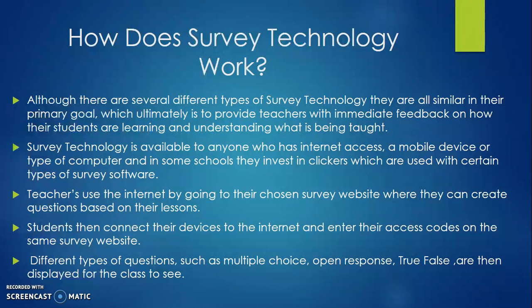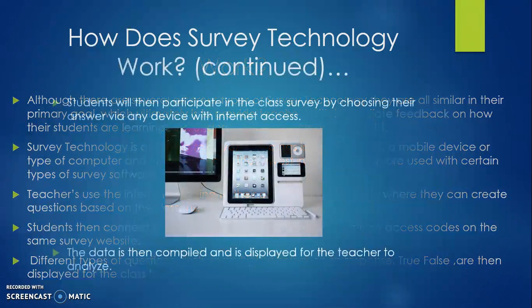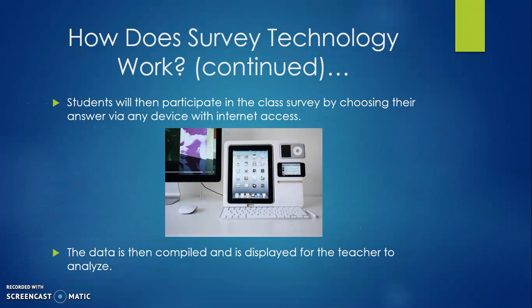Teachers use the internet by going to their chosen survey website where they can create questions based on their lessons. Students then connect their devices to the internet and enter their access codes on the same survey website. Different types of questions, such as multiple choice, open response, true, false, are then displayed for the class to see. Students will then participate in the class survey by choosing their answer via any device with internet access. The data is then compiled and is displayed for the teacher to analyze.